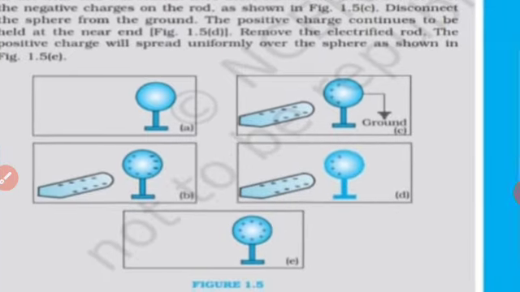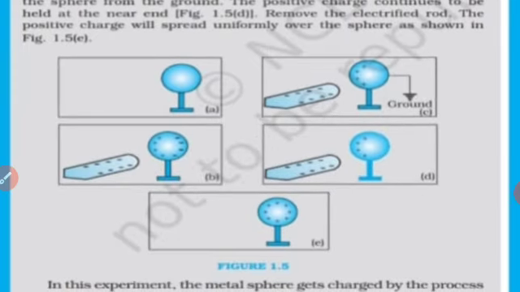So let us see. Looking at the diagram, we will understand. We have the sphere which is uncharged as shown in diagram A. We bring a charged rod near it. Because we have to get the sphere charged with positive charges, we will bring a negatively charged rod near the sphere. We know that in induction opposite charges develop.